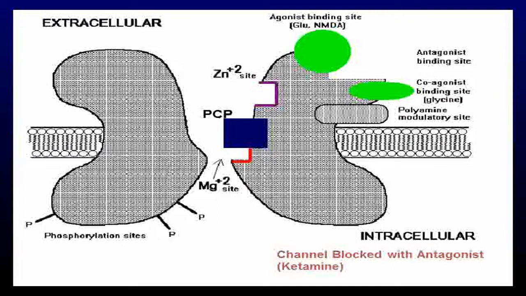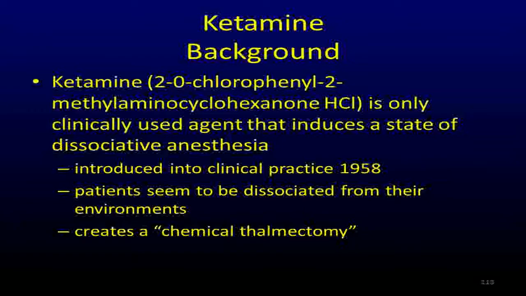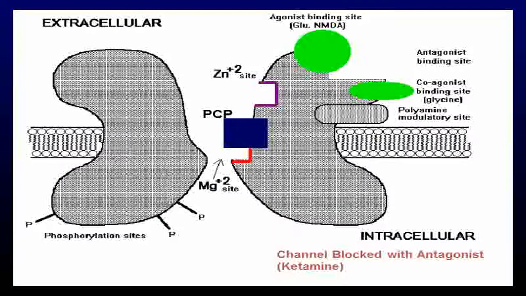Okay? So we give ketamine, and we block the interior of this channel. So ketamine works on the inside of the NMDA receptor. So not only can you see now how it can make you forget things in the brain, because the NMDA receptor is required for memory, and take away your pain in the spinal cord, but it can also inhibit windup, or that phenomenon of having pain extend beyond the procedure.